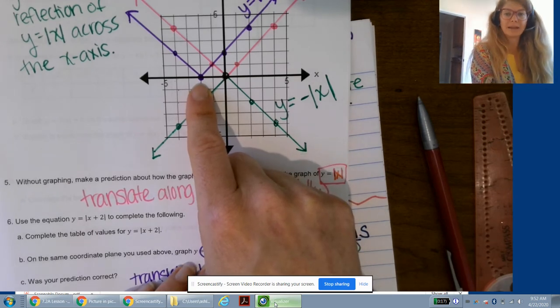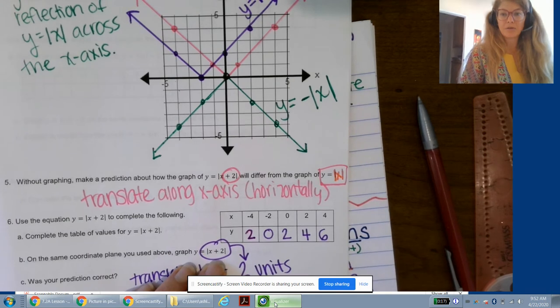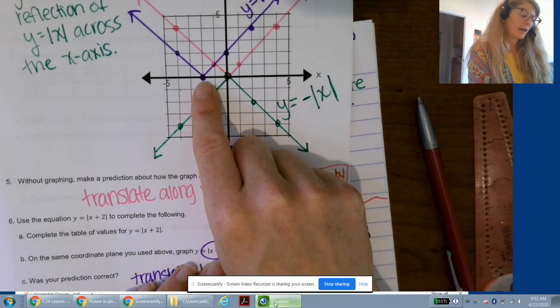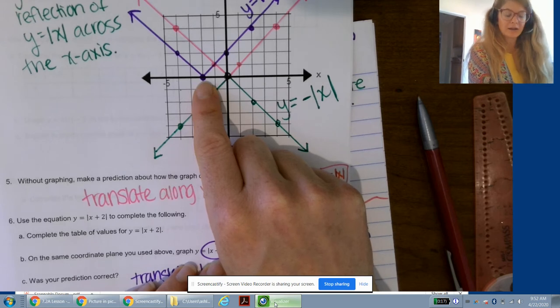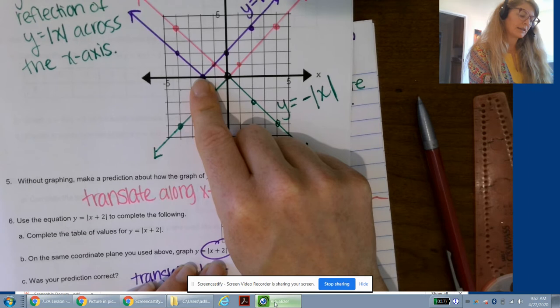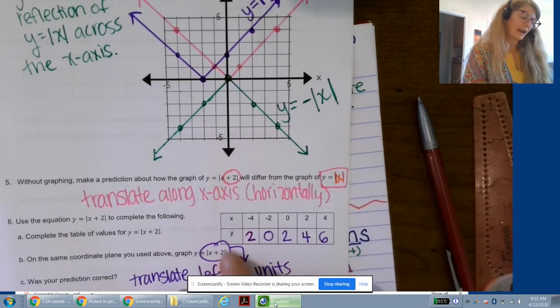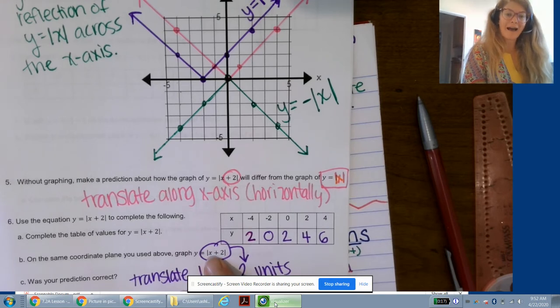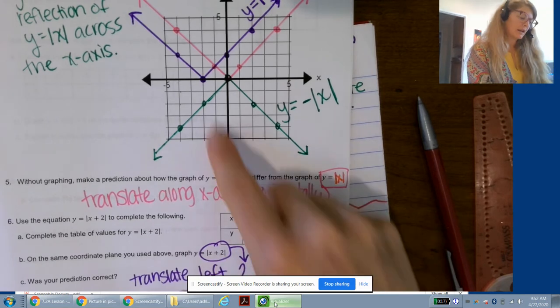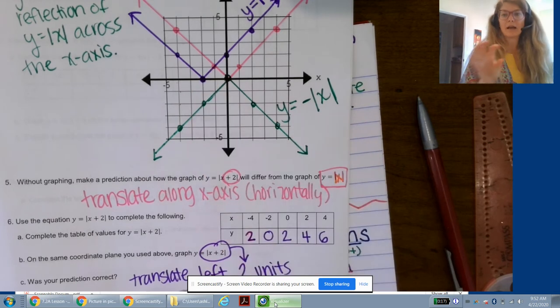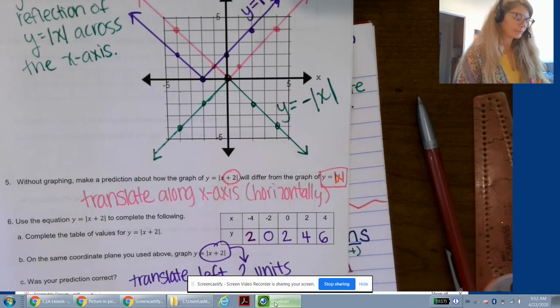We want to always be thinking about that, because the only absolute value of 0 is 0. 0 doesn't have a negative. That is why 0 is the only input that has one output. So we want to find that absolute value of 0. Whatever x value makes that 0, that's going to be where our vertex is, and that's going to help tell us how far we're translating and in which direction.